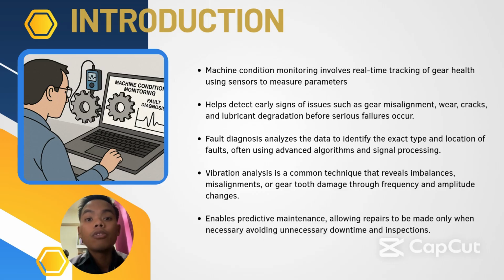By identifying potential issues earlier, machine condition monitoring enables predictive maintenance, allowing repair to be performed only when necessary. This approach not only prevents unexpected breakdown but also helps avoid unnecessary downtime and excessive inspection, ultimately enhancing the efficiency and lifespan of the machinery.